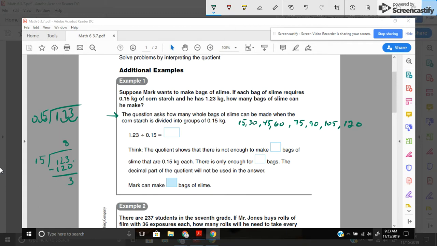Subtract, I get 3. And remember now, if there's something to bring down, you can always add the decimal and imaginary zeros and bring our decimal straight up in our answer. Bring our 0 down, and 15 goes into 30 twice. So 1.23 divided by 0.15 is 8.2. So think about that answer. The quotient shows that there is not enough to make 9 bags of slime that are 0.15 kilograms each. There is only enough for 8 bags. The decimal part of the quotient will not be used in the answer. So Mark can make a total of 8 full bags of slime. This 0.2 we ended up having to round down because this little leftover of cornstarch isn't enough to make another entire bag. Okay, so there's an example of what it means to interpret the quotient.